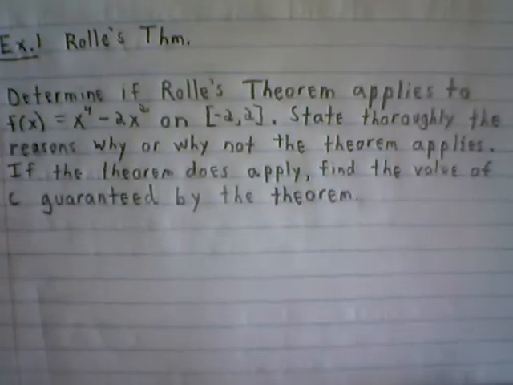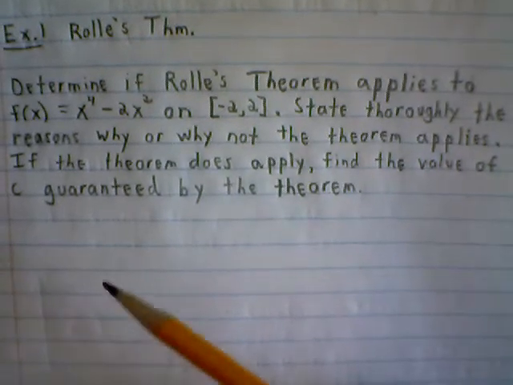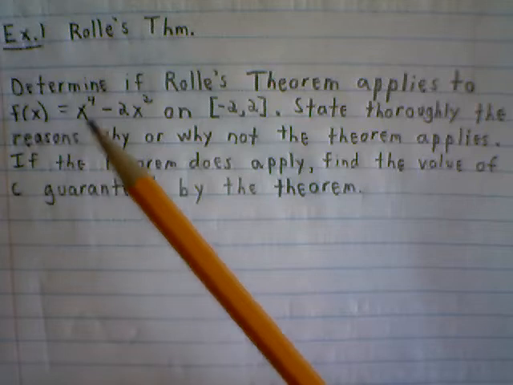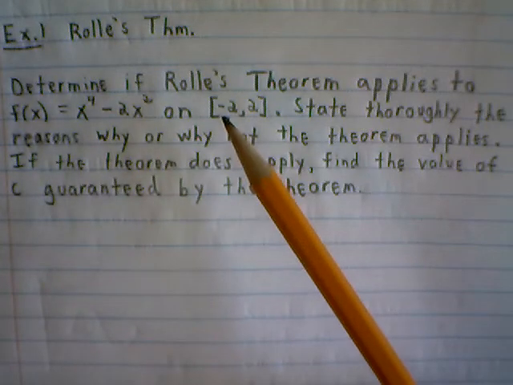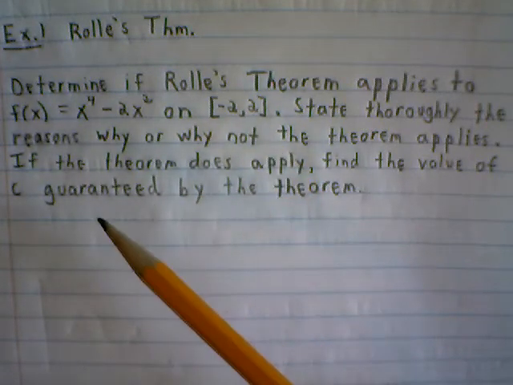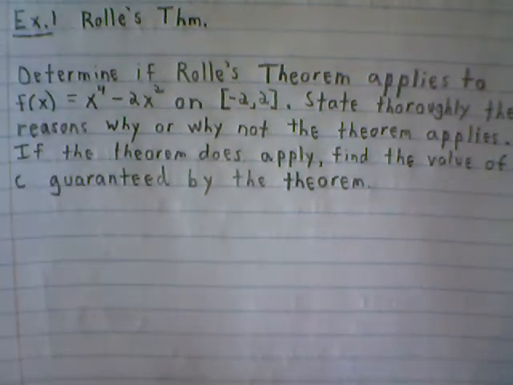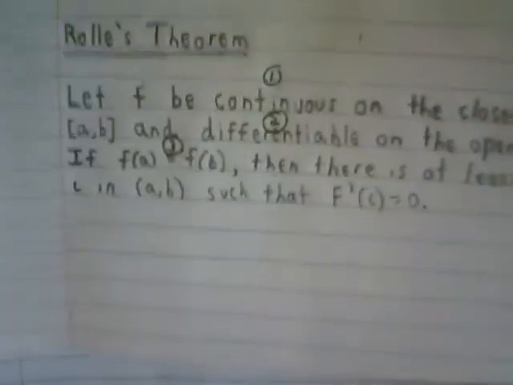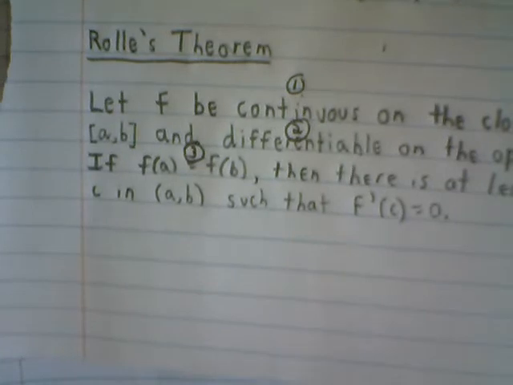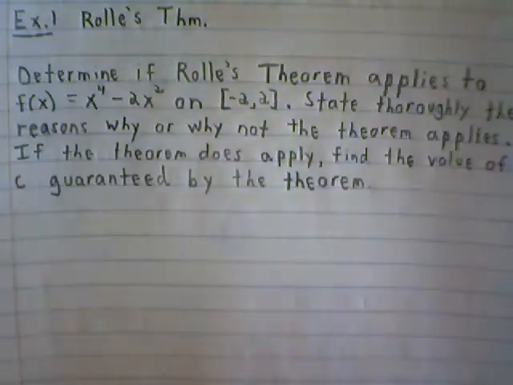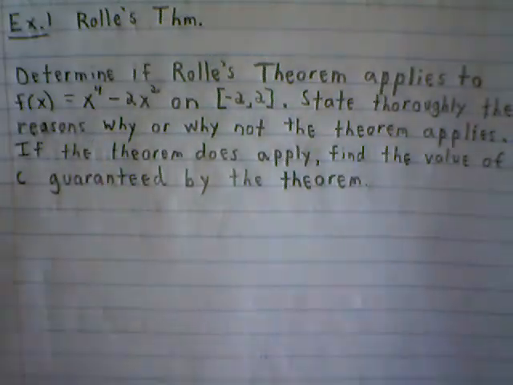All right, so determine if Rolle's theorem applies to f of x equals x to the fourth minus 2x squared on the interval -2 to 2. State thoroughly the reasons why or why not the theorem applies. If the theorem does apply, find the value of c guaranteed by the theorem. So this means I've got to check three things: continuity, differentiability, and the y values of the endpoints. It says state thoroughly the reasons, so we're going to start there.